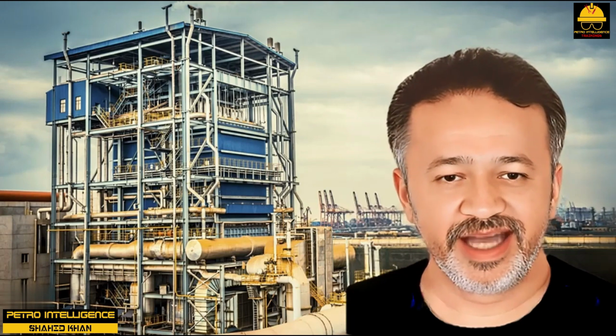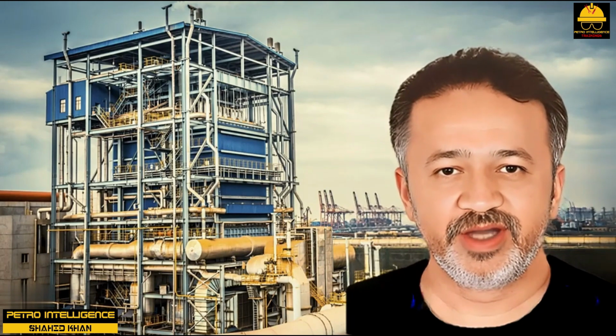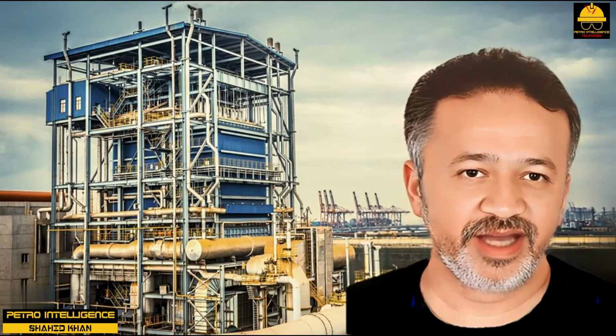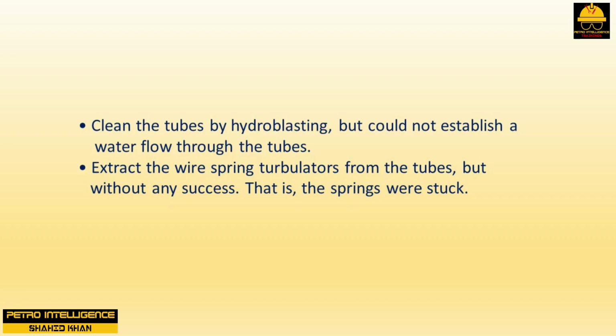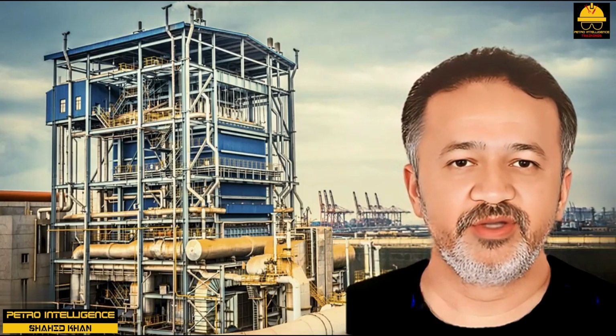However, 18 months later a high pressure drop, 20 to 30 millimeters of mercury, was observed through the air cooler vacuum precondenser. Client reported to manufacturer that they had attempted to clean the tubes by hydroblasting but could not establish a water flow through the tubes. They tried to extract the wire spring turbulators from the tubes, but without any success. That is, the springs were stuck. The air cooler bundle was then replaced with an ordinary fin tube bundle.